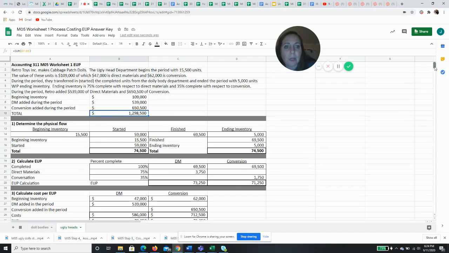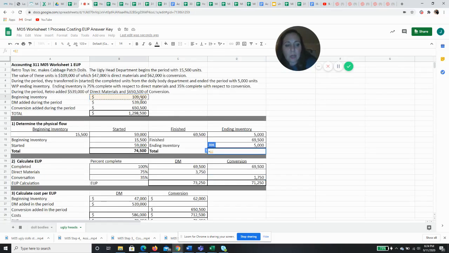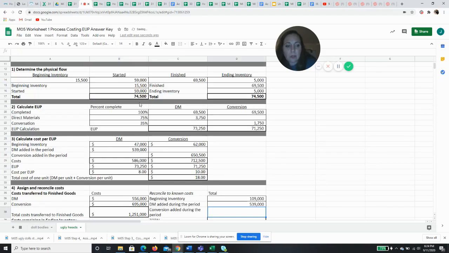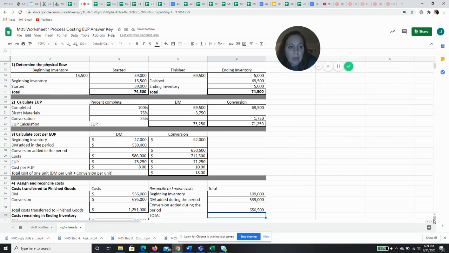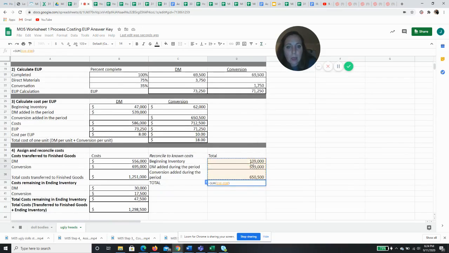and that matches and it's good, but I'm going to go ahead and do the reconciliation down here. So my beginning inventory is 109,000. My direct materials cost added in the period is 539,000. And my conversion cost added in the period is 650,500. And if I add that up, I'm going to get 1,298,500, which is exactly the amount of costs I've assigned to finished goods and ending inventory. I'm going to just take both of those and give them my little double underline. All right, that finishes up the Ugly Heads worksheet.